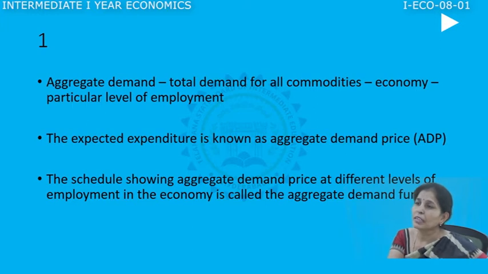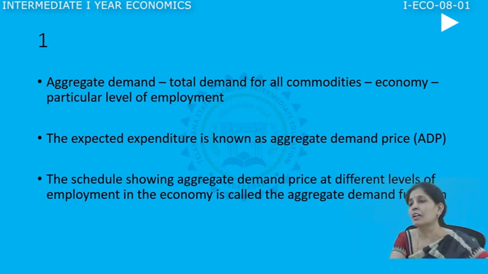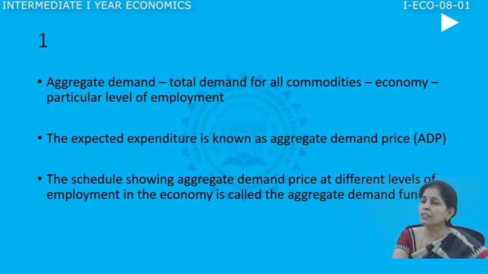Let us see what aggregate demand is. When I use this term, it means the total demand for all commodities in an economy at a particular level of employment. As the level of employment increases, the aggregate demand also increases, as more incomes are generated. The next one is aggregate demand price, the expected expenditure. A statement that shows aggregate demand price at various levels of employment is considered the aggregate demand function. This is also explained with the help of a table and a graph.